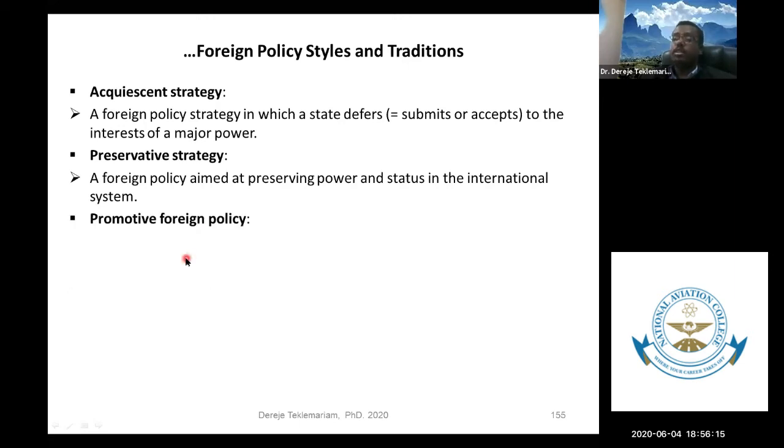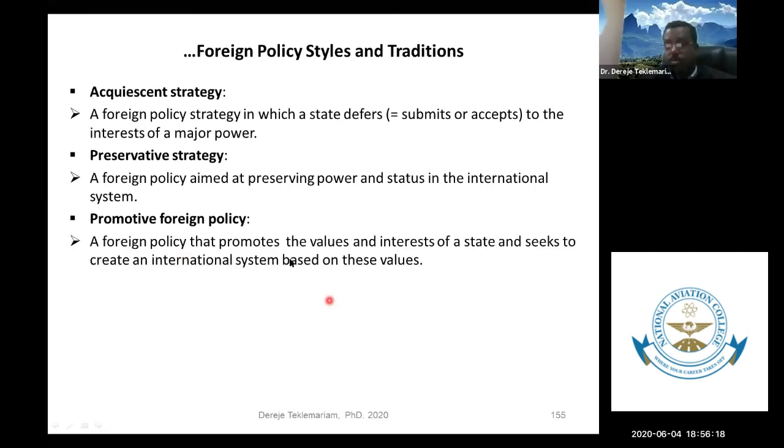The other one is a promotive strategy, the promotive foreign policy. The promotive foreign policy normally works on the promotion of values and interests of a state. And the task is even to seek and create an international system based on these values. So in promotive strategy, they do their level best to promote the interest of countries, let's say in the UN system, in the World Bank system, in systems related to WHO or the like. So this is what I call the promotive foreign policy.